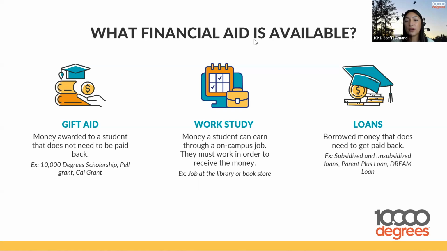And examples of these are a job at the library or the bookstore. And then also loans. Loans are borrowed money that does need to be paid back. For example, subsidized and unsubsidized loans, Parent PLUS loans, and the Dream loan. Students have access to these types of aid by filling out a financial aid application. And we recommend that a student use the gift aid and work study aid before considering loans.